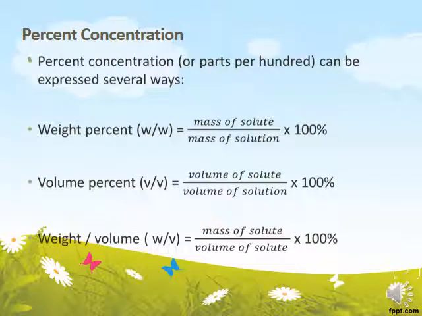Next we go to percent concentration or parts per 100. Like the previous example just now, the first part of the question is asking for the percent concentration. Weight percent refers to weight over weight, meaning mass of the solute over mass of the solution times 100 because it's percent. Volume percent is volume over volume, so volume of solute over volume of solution times 100. Weight volume percent is mass of solute over volume of solution times 100%.